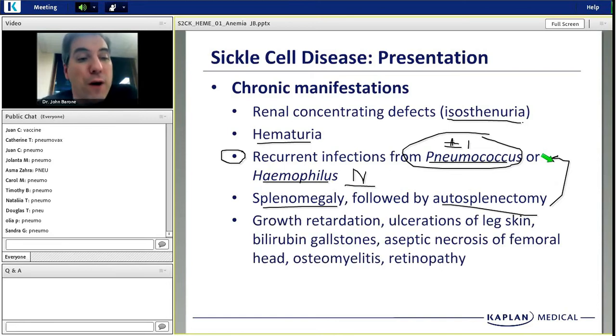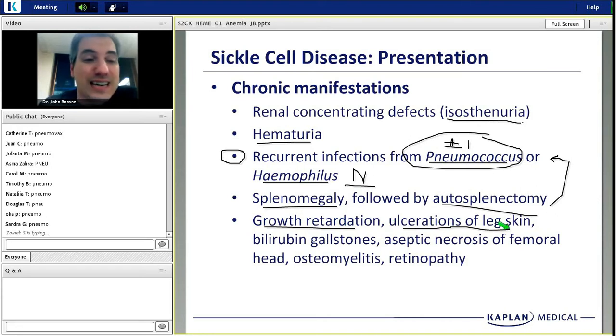All right, now a couple problems with sickle cell. You're not going to grow well if you have anemia all the time. So growth retardation, very common. Number two, you tend to get a lot of ulcerations of your leg, skin that doesn't heal. This is testable.